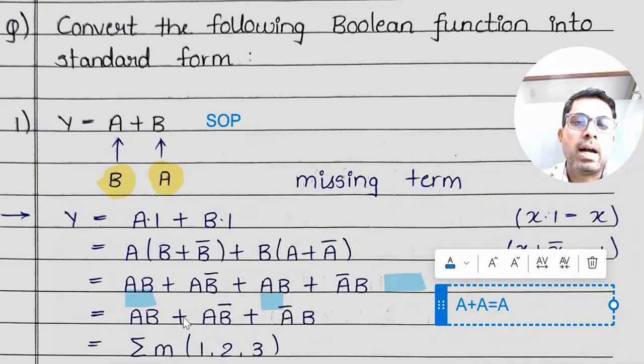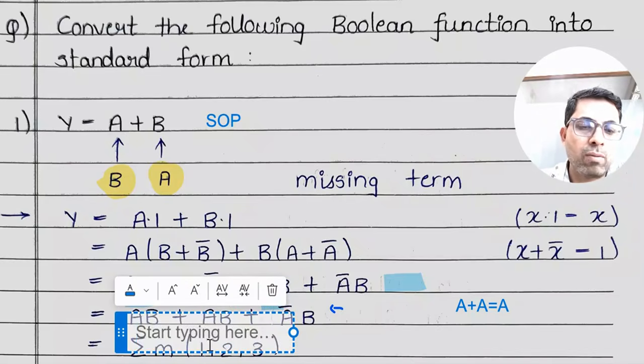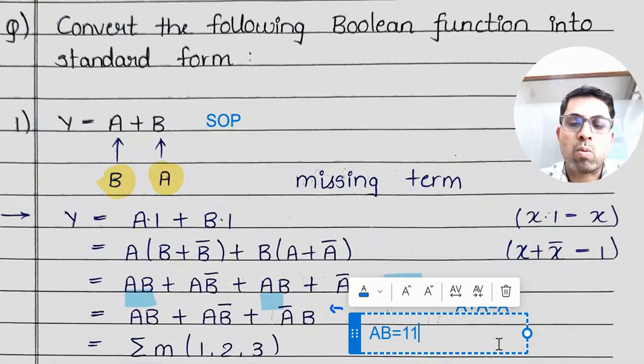After writing this, you need to write the numerical form of this equation. This is the standard form of the equation. Now why have I written 1, 2 and 3 over here? How many variables are there? A and B. In the sum of product form, if the variables are in non-complement form, what do we write for AB? That is 1 1.